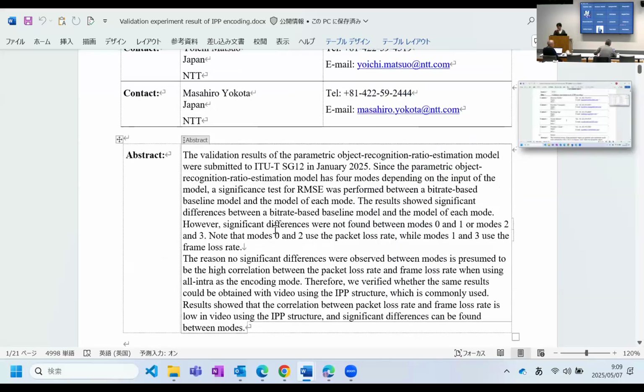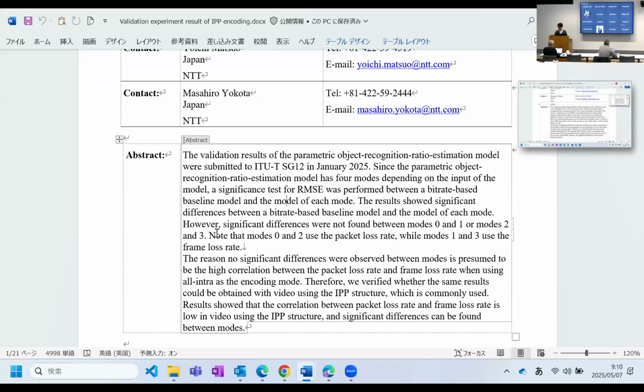And before explaining the contribution, I will explain the background from the previous standardization meeting and the validation result of the parametric model submitted to ITU-T SG12 in January 2025. Since the parametric object recognition ratio estimation model had 4 modes depending on the input of the model, a significant test for RMSE was performed between a bitrate-based baseline model and the model of each mode. Experiments with all intra encoding show significant differences between a bitrate baseline model and each mode of our model in the previous meeting.